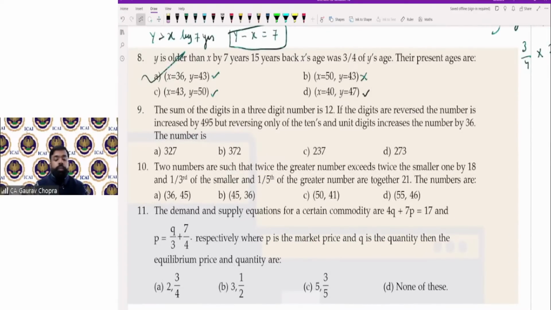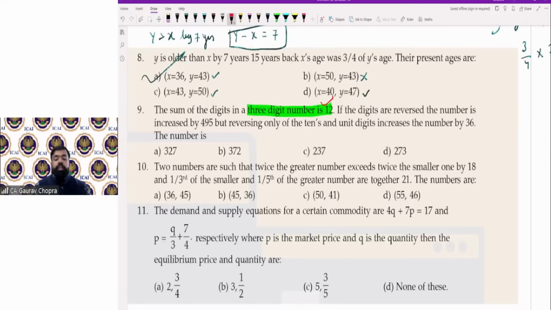Then comes question number 9. The sum of the digits in a 3-digit number is 12. When you add the digits, what sum do you get? 12. So add all the digits. 3 + 2 + 7 is 12. 3 7 2 is 12. So all the options are satisfying this first condition. So the first condition is satisfied by all.